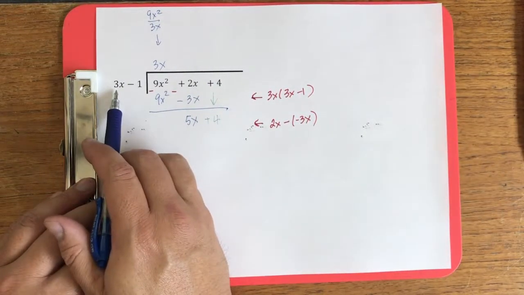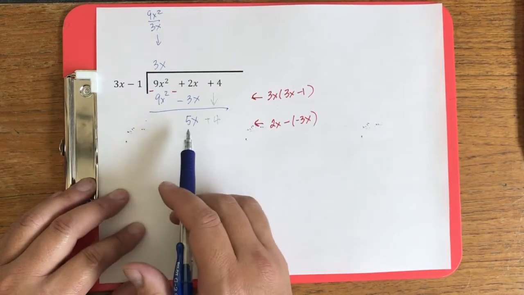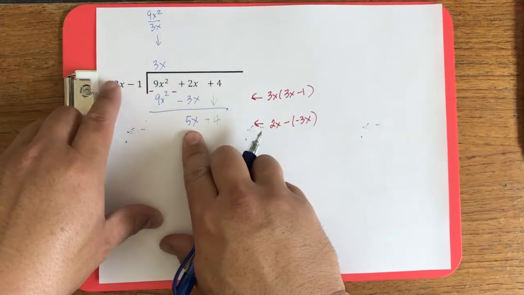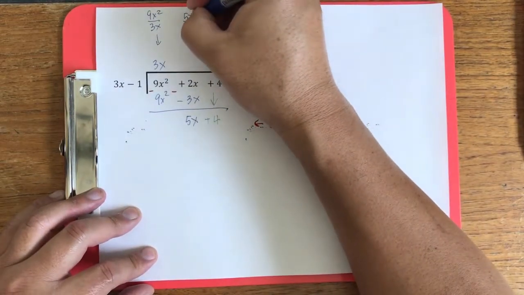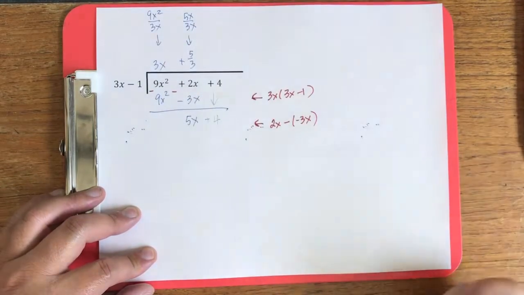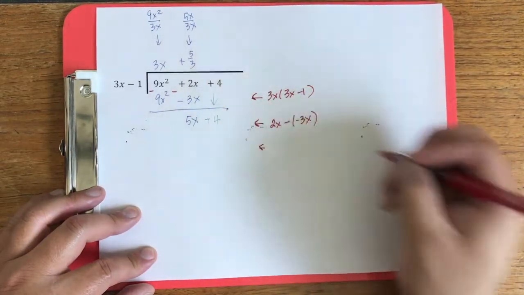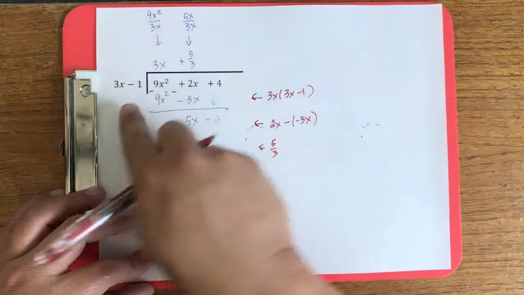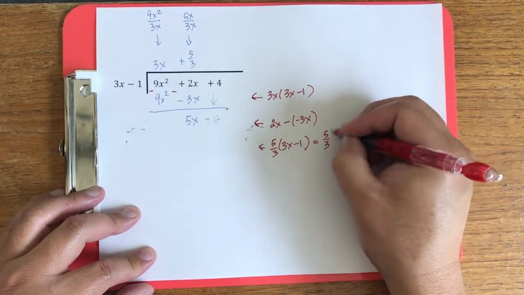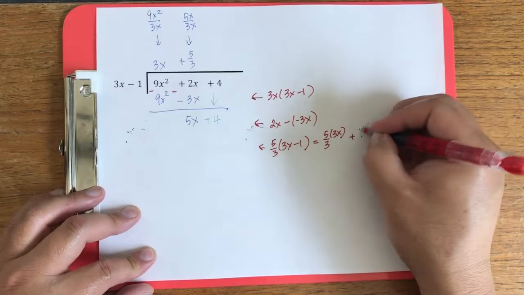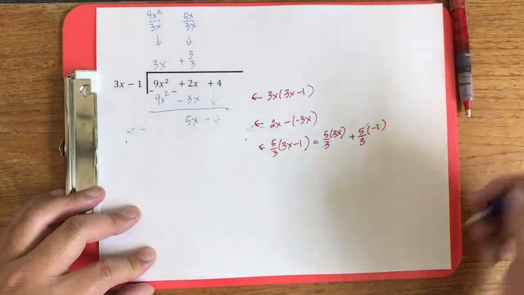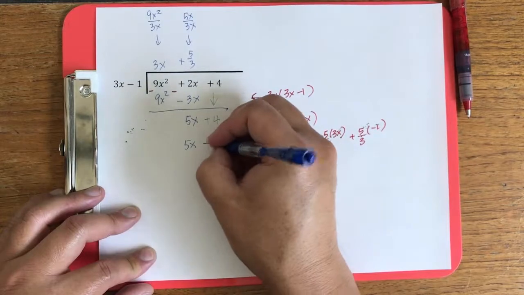Now we want to know what can we multiply 3x with in order to get 5x. So the way we find that is we do 5x divided by 3x. This divided by that. If I simplify it, I get a positive 5/3. And what'll go here is 5/3 times the 3x minus 1. Let's distribute it. And then plus 5/3 times negative 1. These 3's will cancel. So now I'll get 5x minus 5/3.